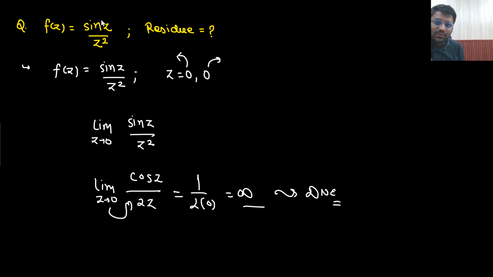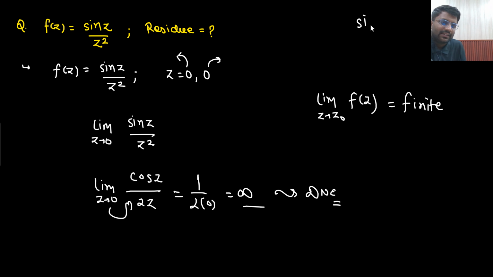No. You saw the expression of, sir, sin z by z. It is not coming out to be a removable singularity. Because what is the condition of a removable singularity? That limit z tending to the singularity, f of z should give me a finite value. That means it should get cancelled out. It will not get cancelled out, no?